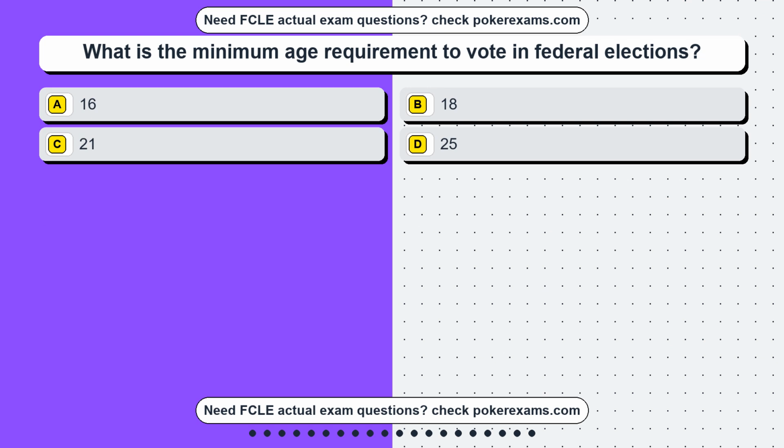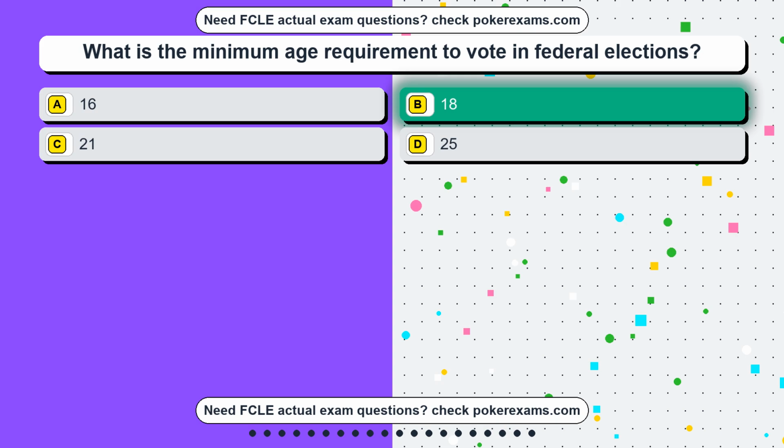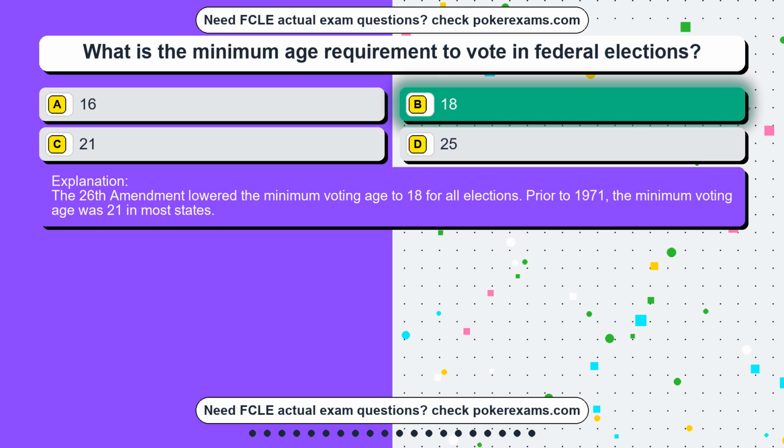Question 14. What is the minimum age requirement to vote in federal elections? Option A. 16. Option B. 18. Option C. 21. Option D. 25. The correct answer is option B. 18. The 26th Amendment lowered the minimum voting age to 18 for all elections. Prior to 1971, the minimum voting age was 21 in most states.